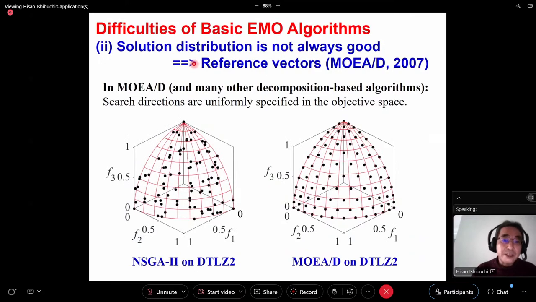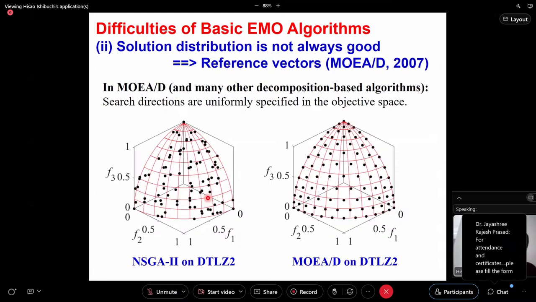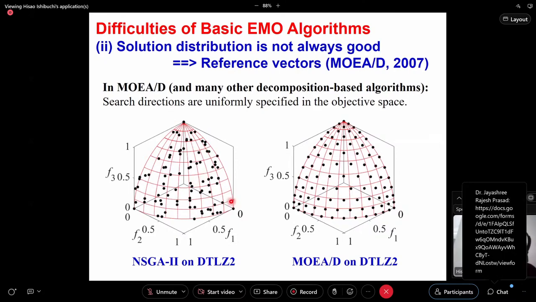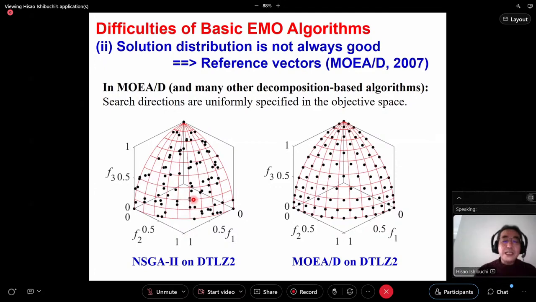And another difficulty is solution distribution. Solution distribution is not always good. In the standard mechanism, we assign higher fitness value to isolated solutions and lower fitness value to crowded solutions. This mechanism can increase the diversity. However, there is no good mechanism to obtain a uniformly distributed solution set. So if we simply use a crowding mechanism, we have this type of solution. Distribution is good, but the solution uniformity is not good.